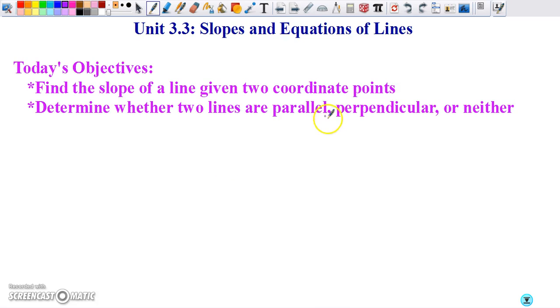So in dealing with this same information about slopes of lines and parallel lines, we've talked about perpendicular. What we're going to do is work with finding the slope of a line given two coordinate points and then determine whether two lines are parallel, perpendicular, or neither. And this will come into play more so as we move through this unit, but it's really important to understand why these work the way that they work.